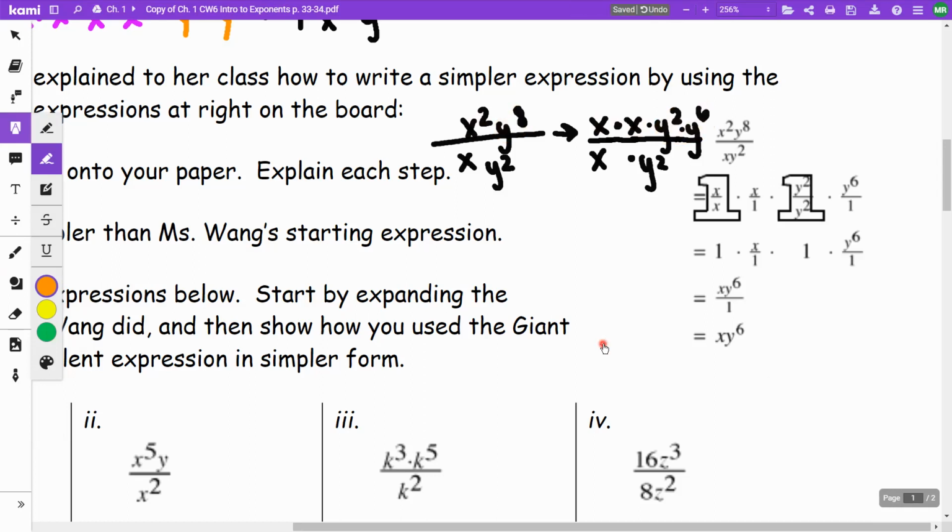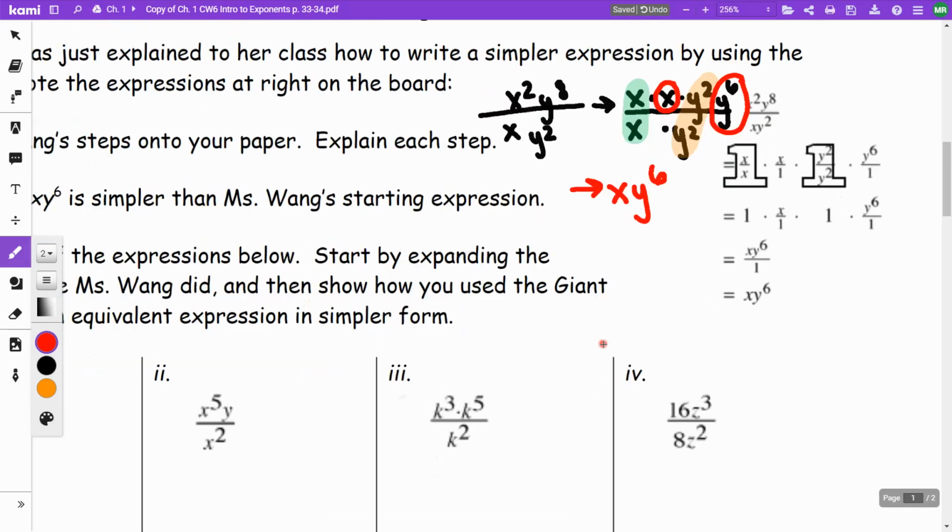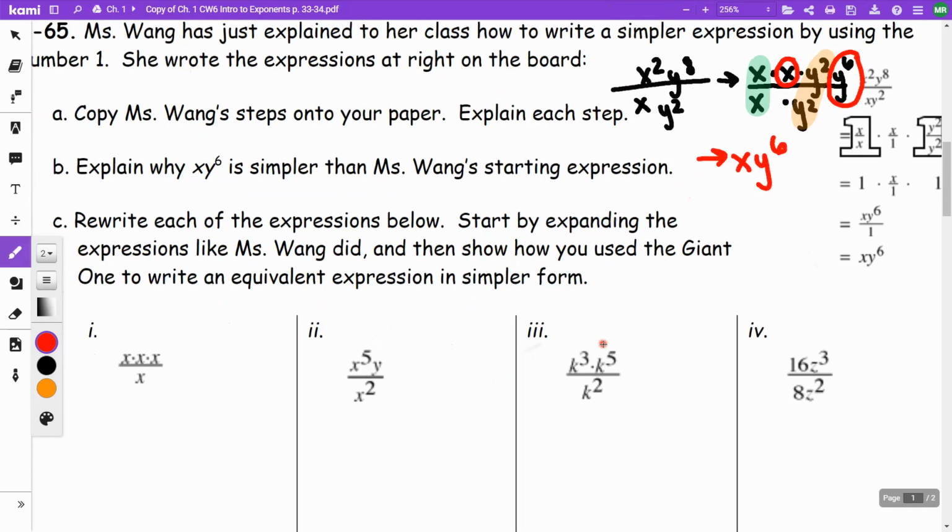Now, what you'll notice is I have this that makes a 1, x over x cancels out, makes a 1. I have this that makes a 1. And then what am I left with? Well, I'm left with this x and I'm left with this y to the 6. That's how she ended up with her final answer being x, y to the 6, okay? So you do not have to physically draw a 1, but we want to be cleaning up ones, okay?